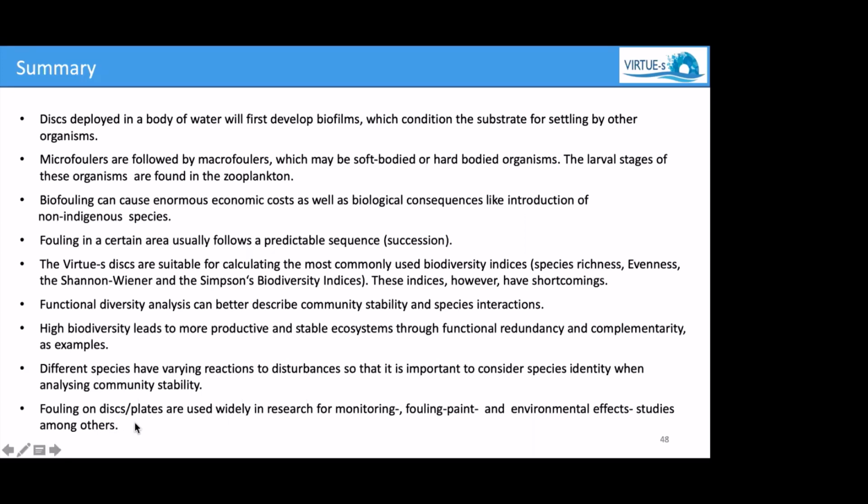And also, fouling on discs or plates are used in research for monitoring studies or looking for fouling paint alternatives, or biologic or some other chemicals which can be used as anti-fouling, and also to study the environmental effects on the ecosystem.